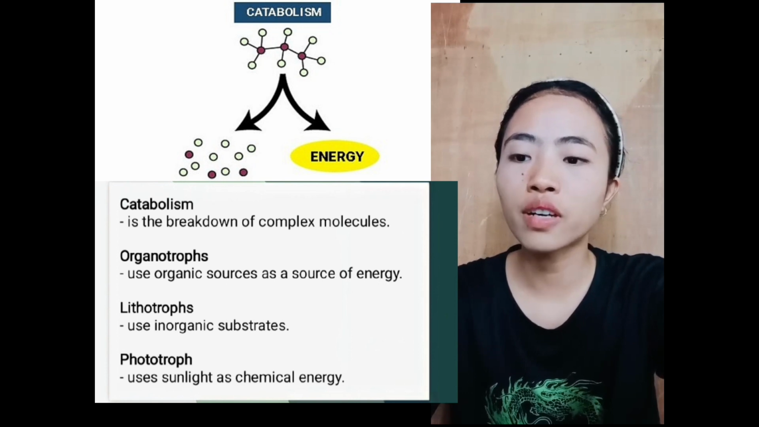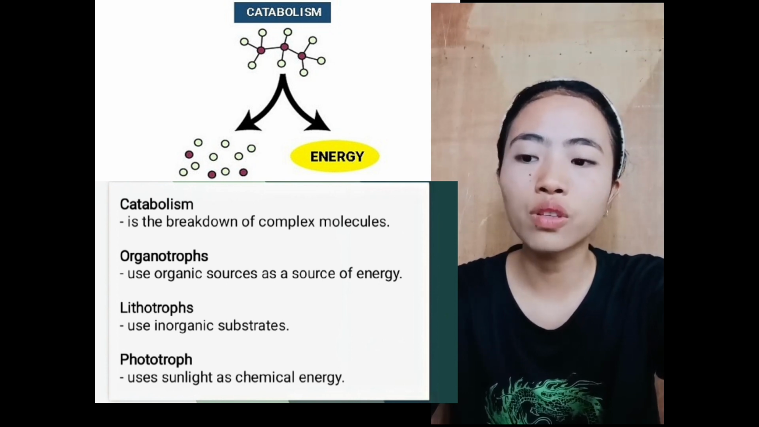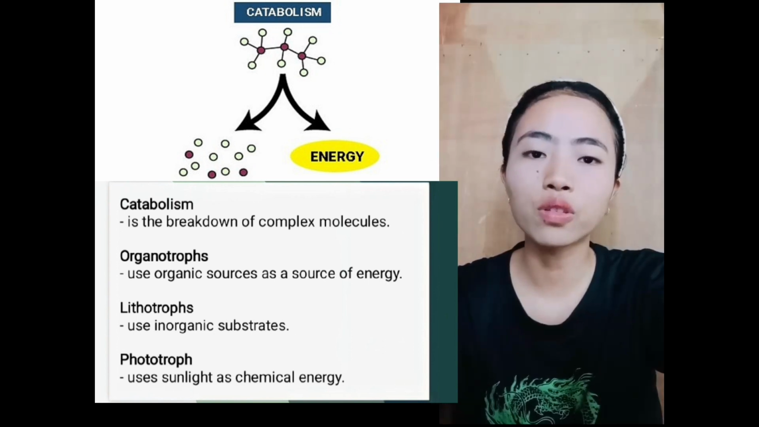Second is the lithotropes, which use inorganic substrates. Lithotropes use these inorganic compounds as a source of electrons in electron transport chains. This electron flow generates a proton gradient, ultimately driving the production of ATP through chemiosmosis. While lithotropes are less common than organotropes, they play important roles in various ecosystems, particularly in environments where organic compounds are scarce.